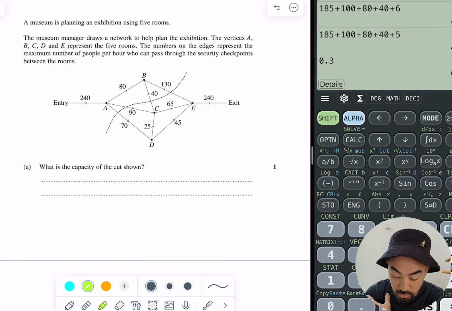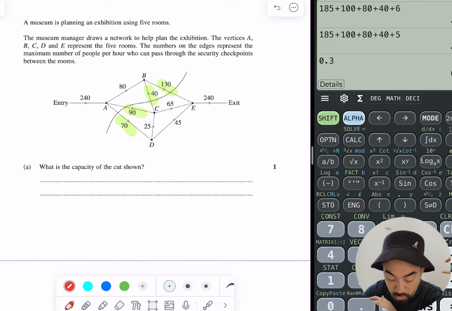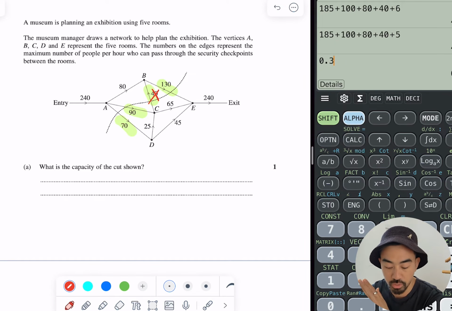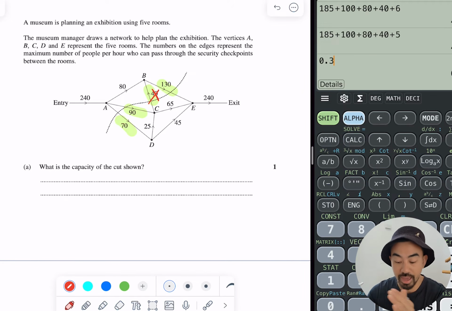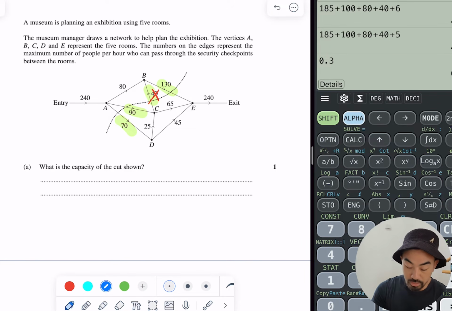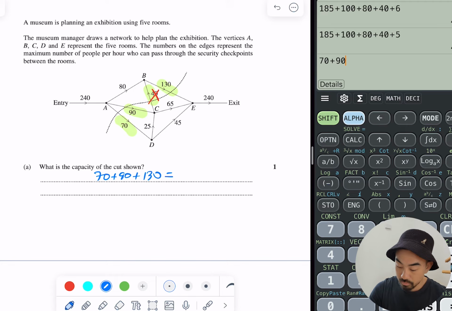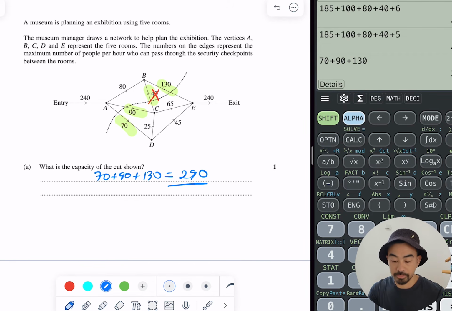So once again, I'm just going to look at what's on the path, so 70, 90, 40, and 130. Which ones am I not going to include? I'm not going to include this 41 there because it's in the wrong direction. If you remember from our other video, you can think of the car analogy where the arrow takes out the driver, so we're not going to count it. So it's going to be 70 plus 90 plus 130, so that is 290. Easy. All right, next one.